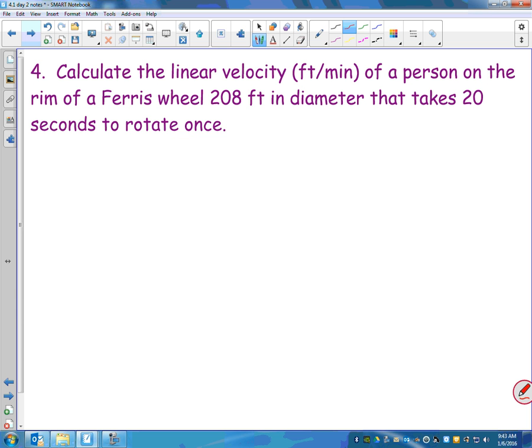That's embarrassing. So anyway, every time I read this question, I think I would throw up on this Ferris wheel. It goes too fast.